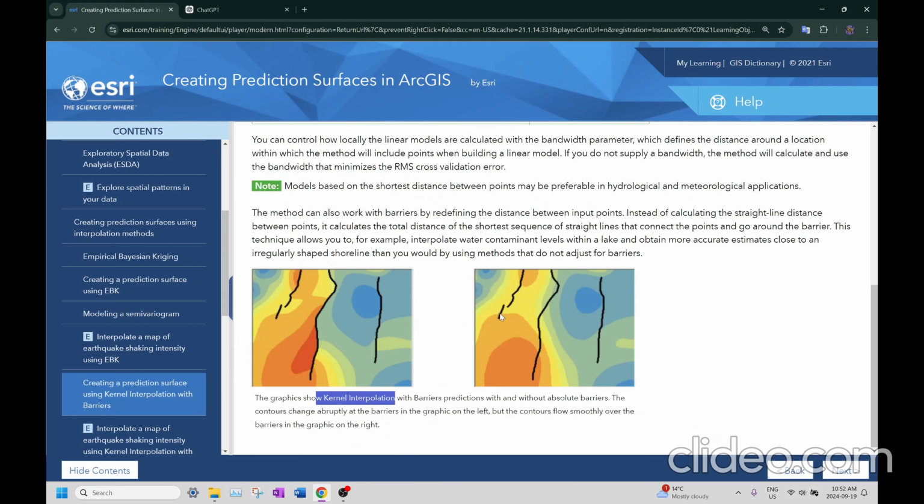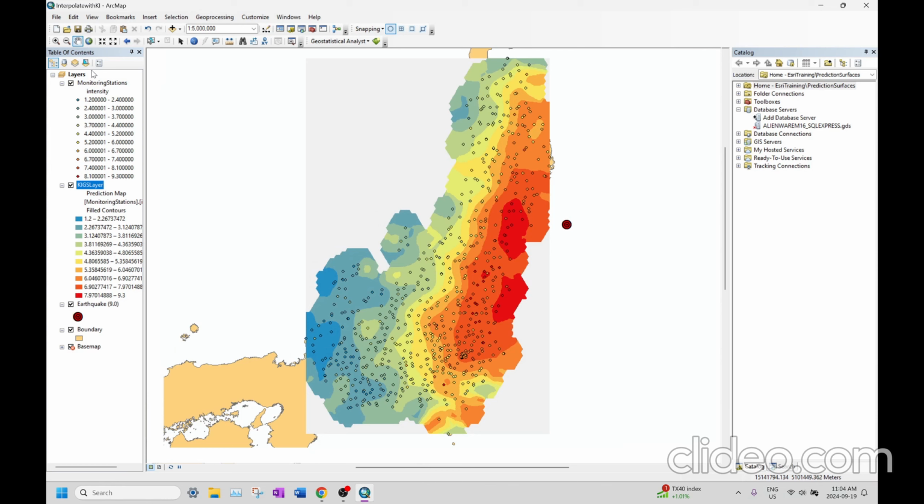And for kernel interpolation with barriers, you have to find this tool in the toolbox right here. You probably don't want a raster right now because you want to go further deep down. Just use this layer and then click OK. Yeah, it's generated. And we do the same. I mean, I already showed you.